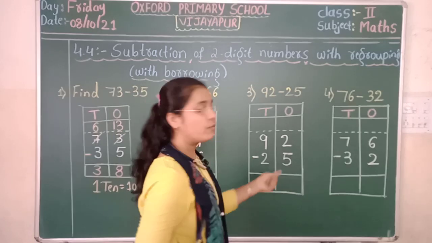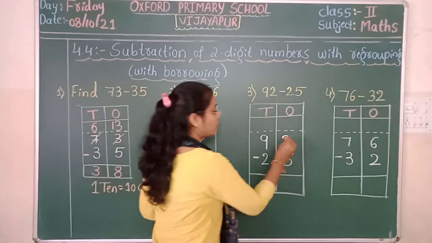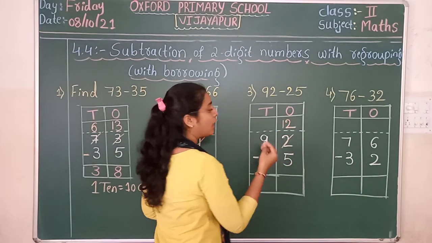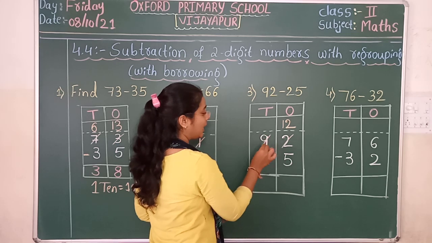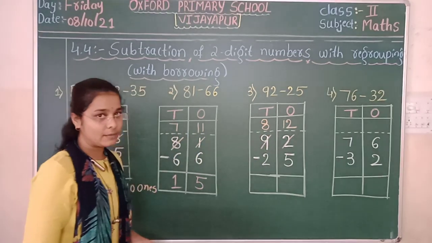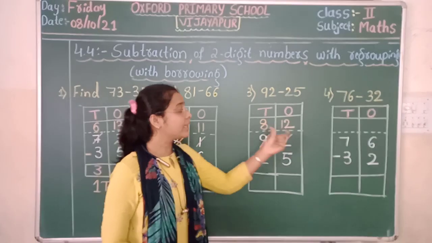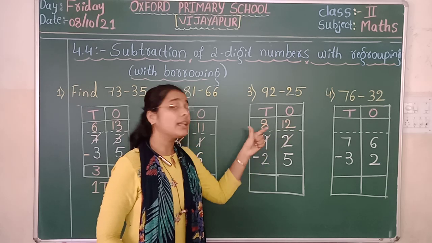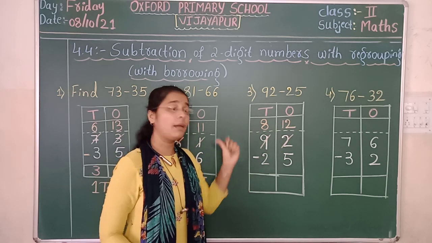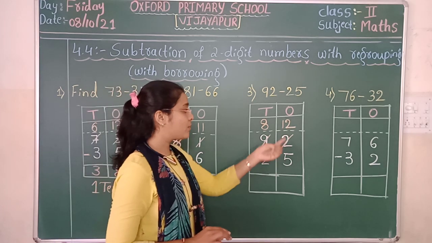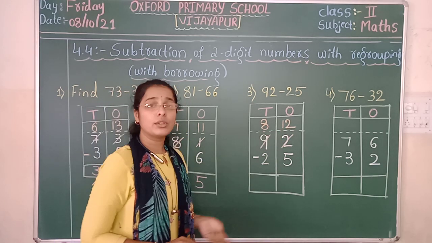Now in 2 we cannot subtract 5. So we will regroup by making this 2 as a 12. How? By taking carry, 2 becomes 12, and by giving the carry, 9 becomes 8. What we did? We took carry. It lost one place. Now after 5, count till 12.